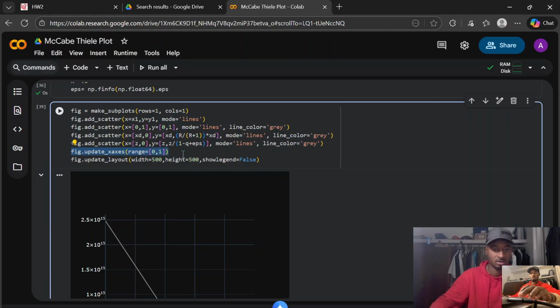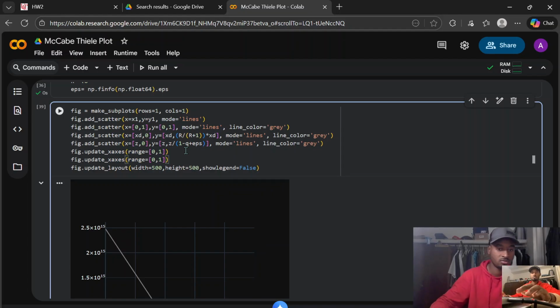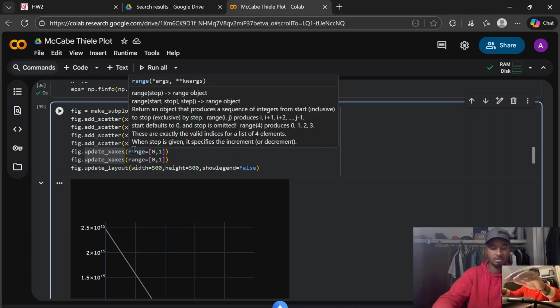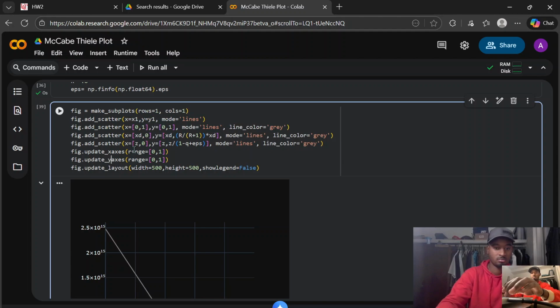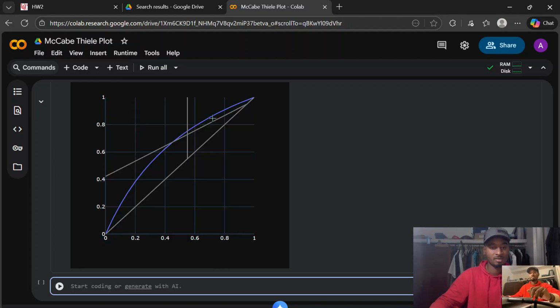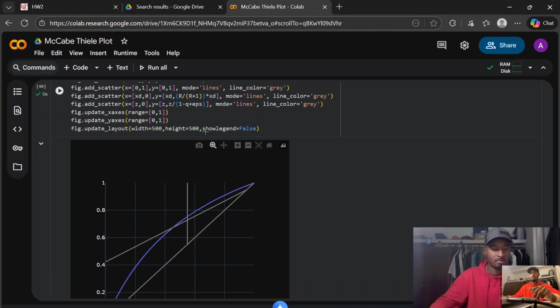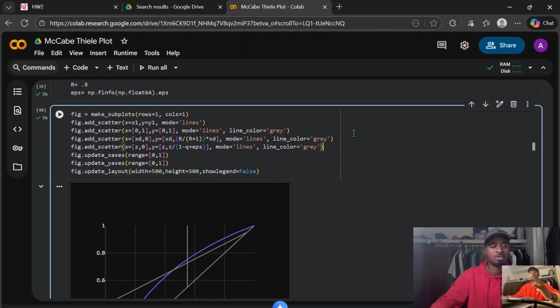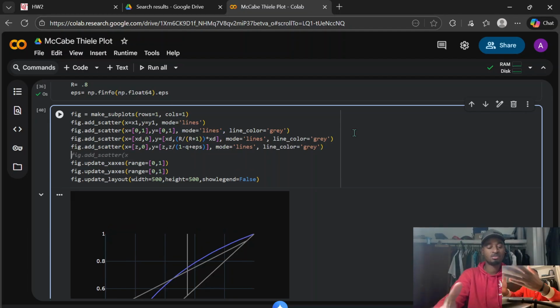Copy that there. Boom, boom. Do the same thing for the Y's. Boom, boom. And bang. So now we've generated our Q line for this McCabe-Thiele plot. So now that we've done that, we can generate the line for our stripping section.